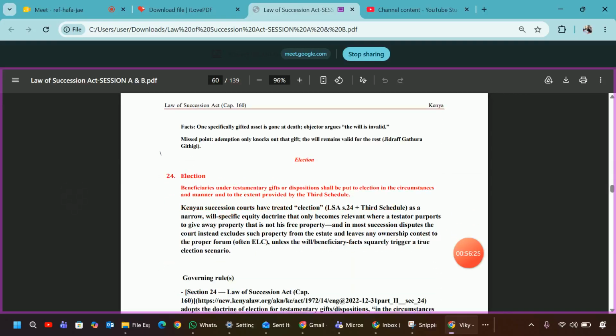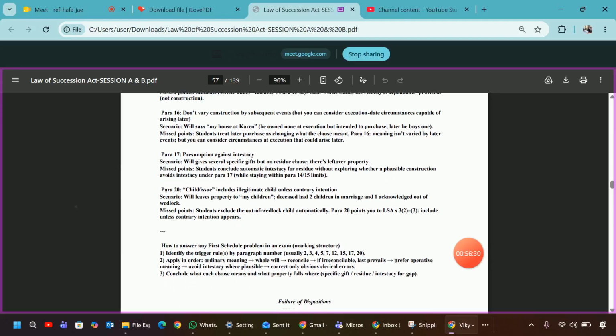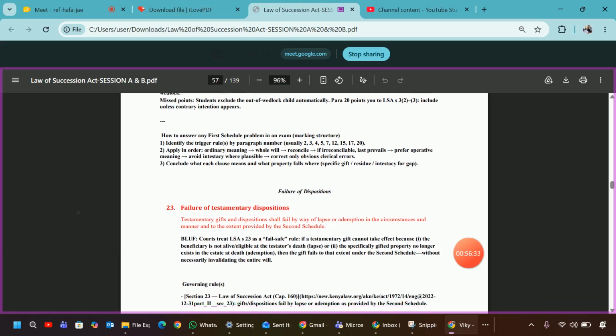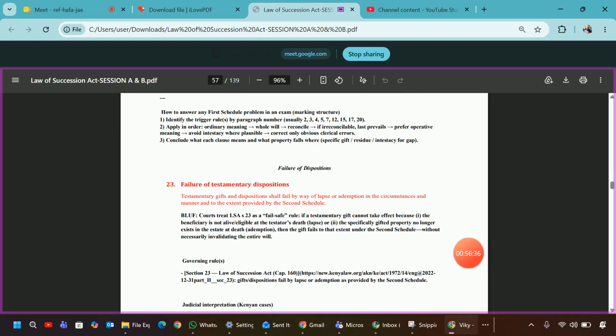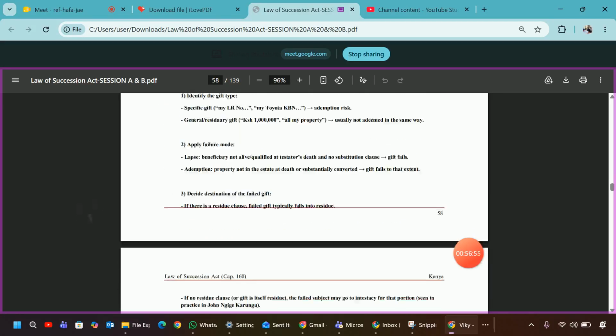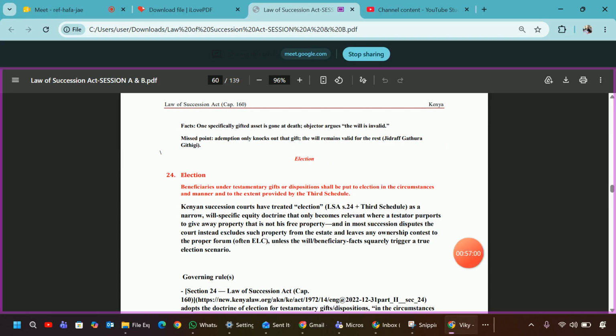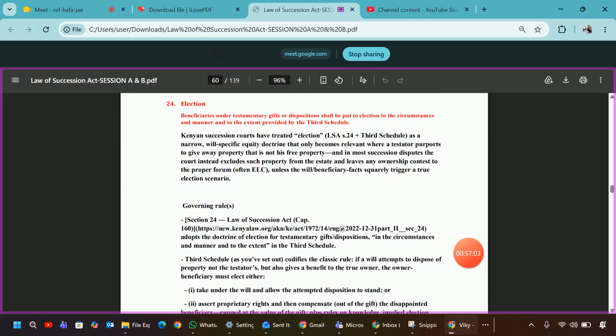The next part is where we have various principles that govern wills. We have failure of dispositions. Testamentary gifts and dispositions shall fail by way of lapse or redemption in the circumstances and manner, and to the extent, provided by the Second Schedule. I believe this will be the last section. Then we will take over to the next doctrine, known as election, so that we don't confuse these doctrines.